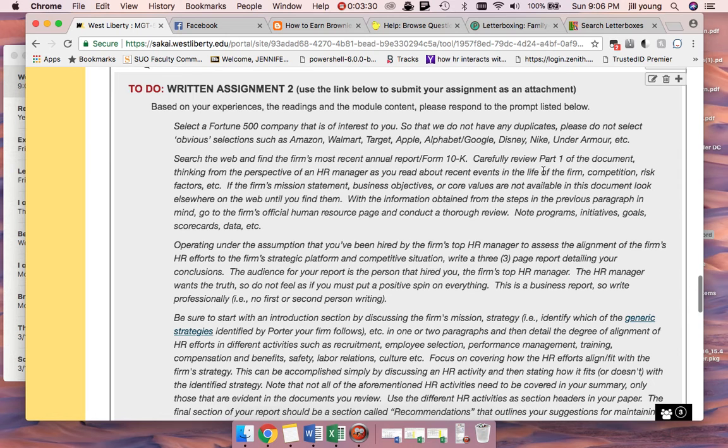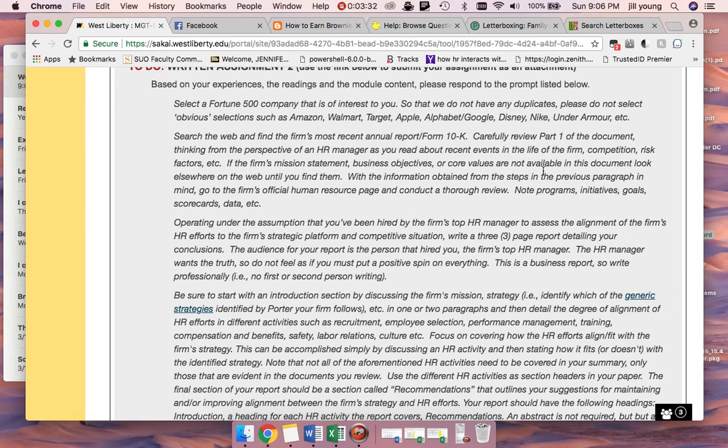Okay, let's move on to written assignment 2. This time you get to pick your own company that you're interested in. Well, here are the obvious selections. It says do not select the obvious. I'm assuming in previous terms that those companies were used too often.